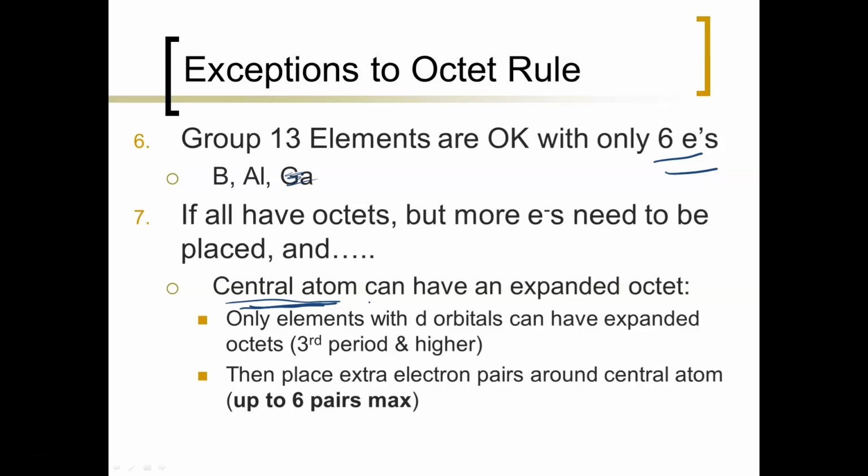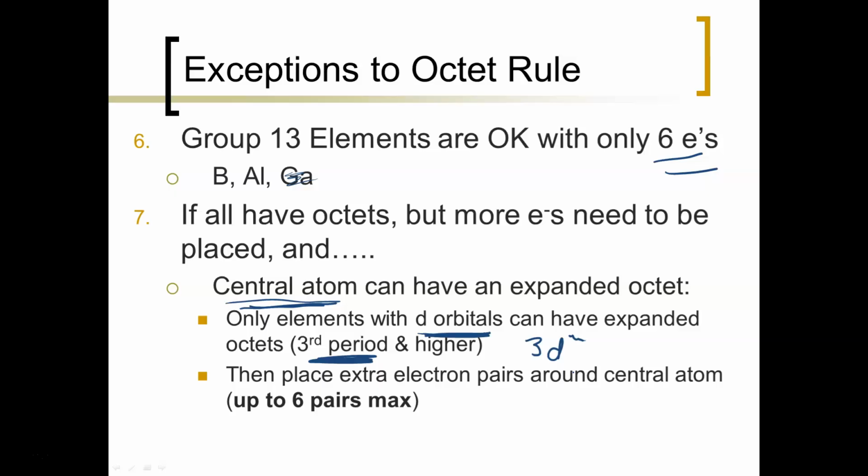Central atom can have an expanded octet if the element is in the 3rd period, so 3rd row of the periodic table or higher. So elements with d orbitals can have expanded octets. Your d orbital, remember, it doesn't start until level 3. The first d orbital you have is 3d whatever, right? So because of that d block and those d orbitals, it helps make an exception to the octet rule.